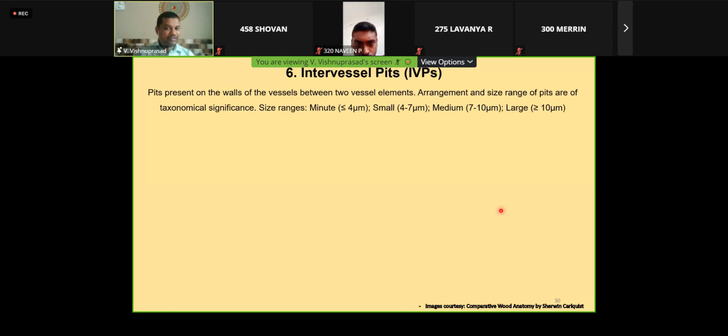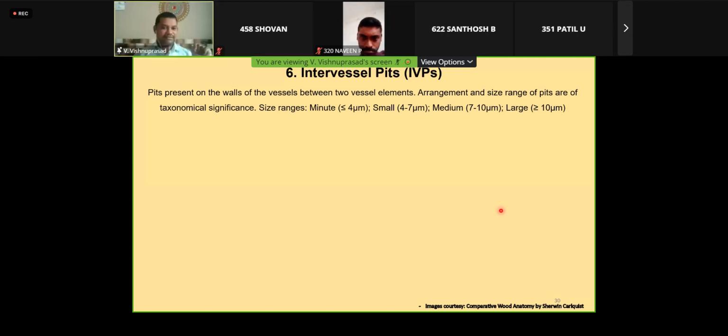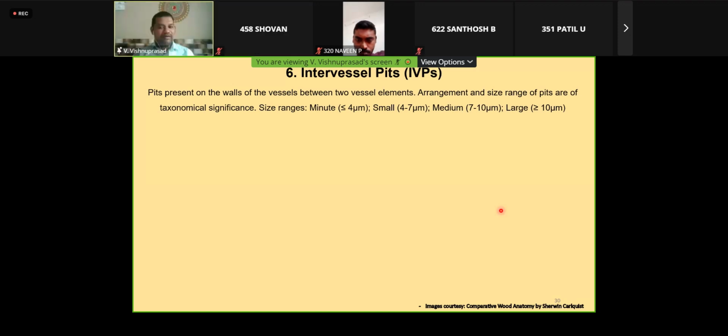The shape of the IVP is a diagnostic feature. Or it can be in the form of a scalariform pattern again. Now one should not confuse between a scalariform perforation plate and a scalariform IVP. IVPs are the pits present on the walls. The perforation plate is towards the ends of the vessel. So the more you read and understand, it will be clear. But these pictures are showing you how different they can appear.